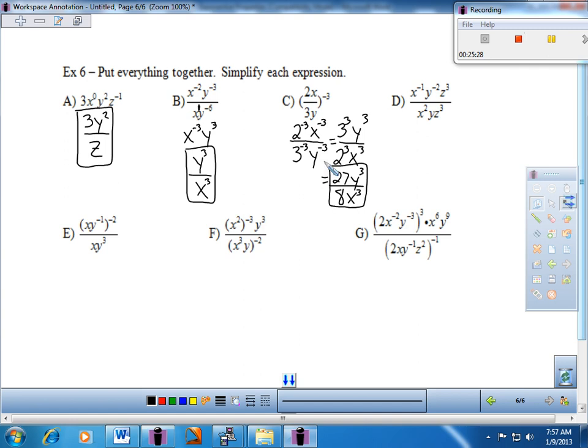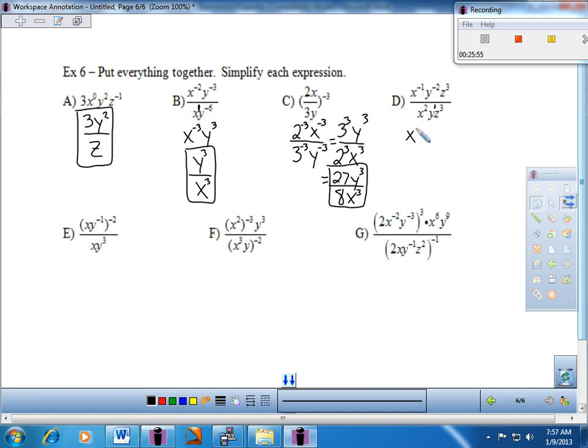Okay, so A, B, and C taken care of at this stage. Let's go get letter D. I'm going to go ahead and put a little 1 there with that y. Just kind of helps me. That is y to the first. And now I'm going to divide powers base x. I'm going to divide powers base y. And I'm going to divide powers base z. Same thing, divide powers, keep the base, and subtract the exponents.